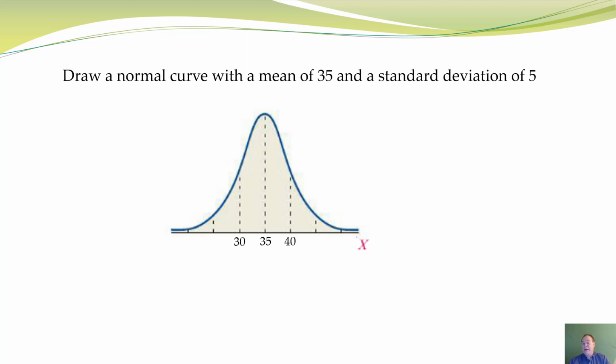Add 5 to 40 to go out another standard deviation, 45. Subtract 5, 25. Add 5, 50. Subtract 5, 20. And this would be the graph of a curve with a mean of 35, standard deviation of 5, if it was normally distributed.